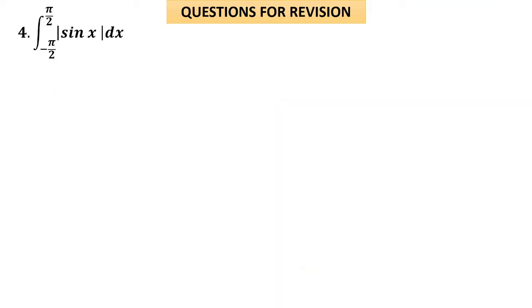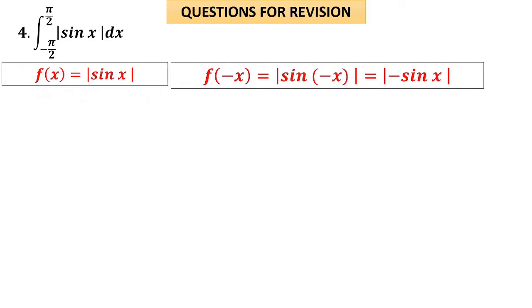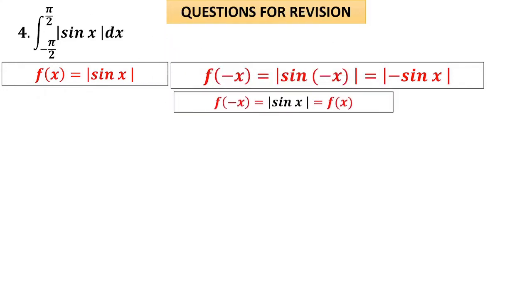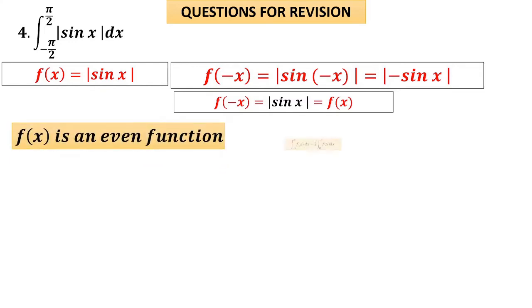Let us continue with problem number 4. Integral from minus pi by 2 to pi by 2 of mod sin x dx. Remember, sin x is an odd function, but mod sin x is an even function. f of x is mod sin x. f of minus x is sin of minus x inside modulus. Modulus of sin x is simply sin x. Therefore, f of minus x is simply the same thing. Therefore, it is the same as f of x. Therefore, f of x is an even function.